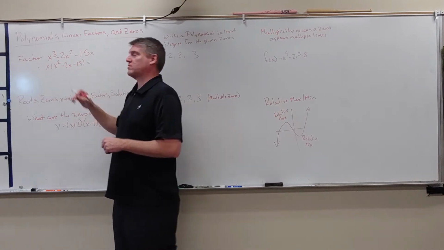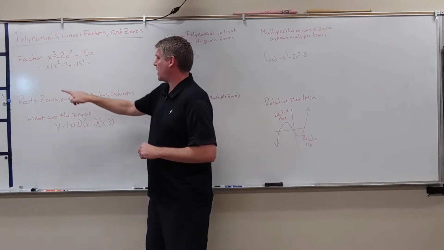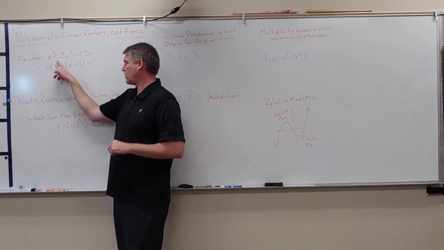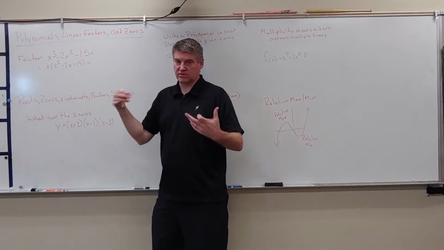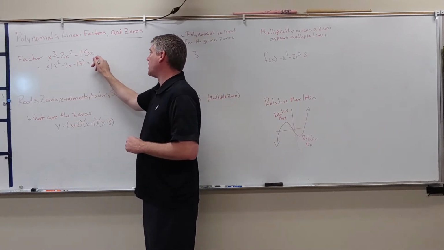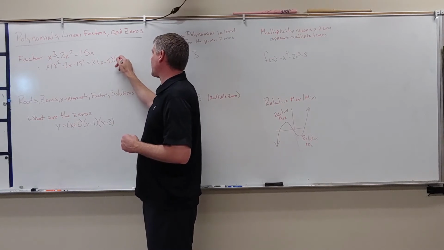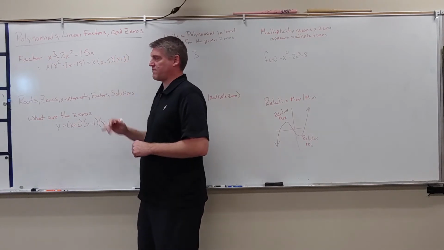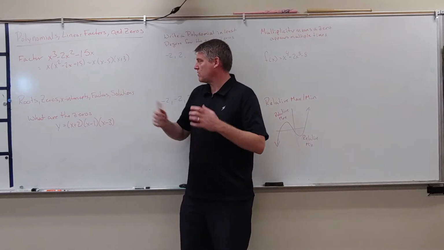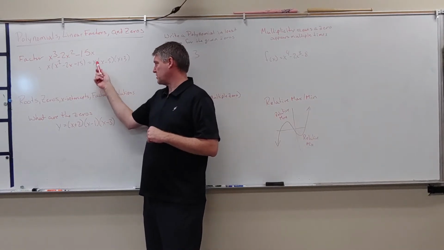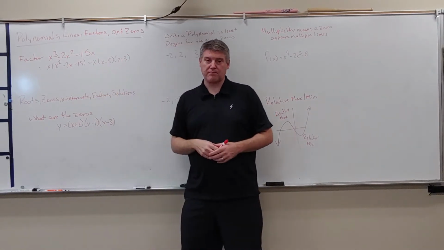Now, I need to factor this inside piece. I have a positive x squared and a negative 15, so I'm going to subtract to find my middle. And that is x minus 5 times x plus 3. There's my factor. And you probably remember that the zeros would be 0, positive 5, negative 3.